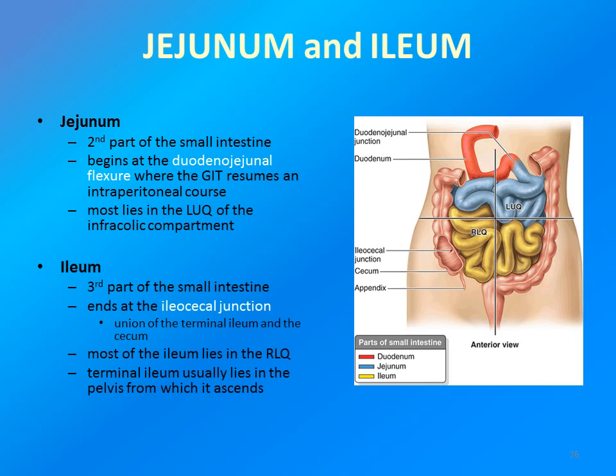The ileum, on the other hand, is the third part of the small intestine, and it will end at the ileocecal junction. That's the union of the terminal ileum with the cecum of the large colon. Most of the ileum lies in the right lower quadrant, also in the infracolic compartment. The terminal ileum usually lies in the pelvis from which it ascends.